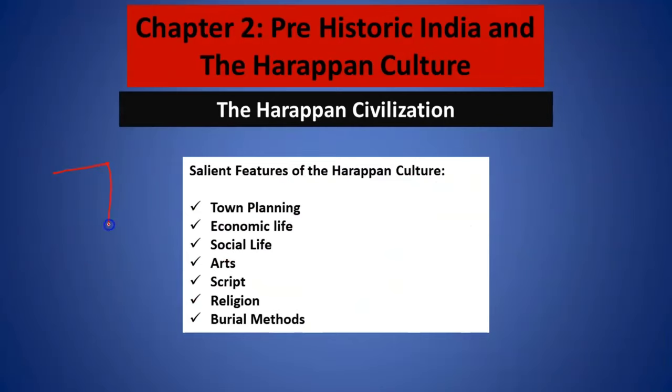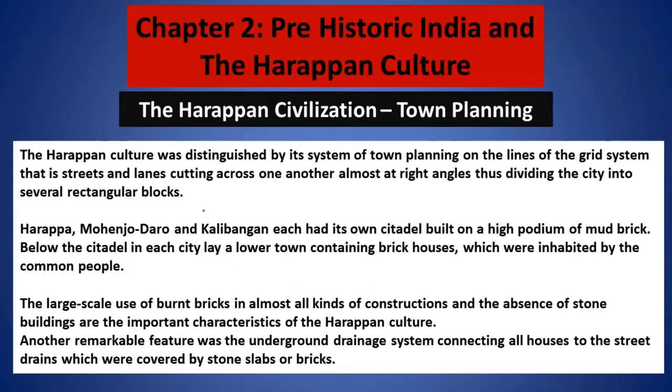Now, if we study this Harappan civilization, we need to understand a few salient features. We need to understand how the town planning of the Harappan civilization was. What was the economic life? What was the social life? Was there any art and culture there? What was the script that these people were using? Was there some language that they were using? Was there any religion used by these people? And when people died, what was the burial method? Let us have a look at these things one by one.